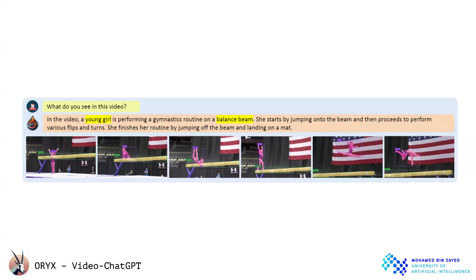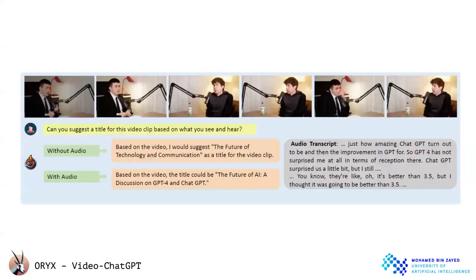And this is a similar thing. What do you see in this video? Young girl is performing gymnastic routine on a balance beam. She starts by jumping on the beam and they proceed to perform various flips and turns. She finishes the routine, jumping off the beam and landing on the mat. Okay. Now, this is a good thing, the power of this.